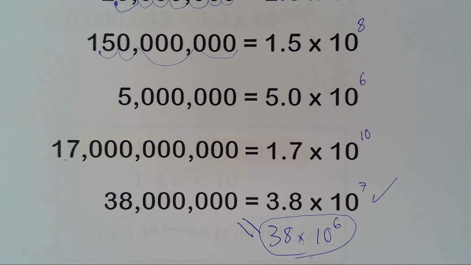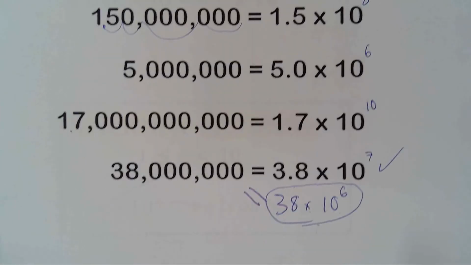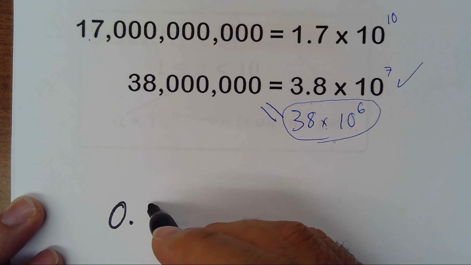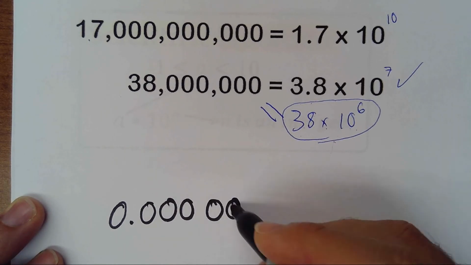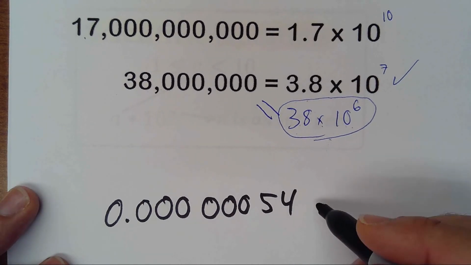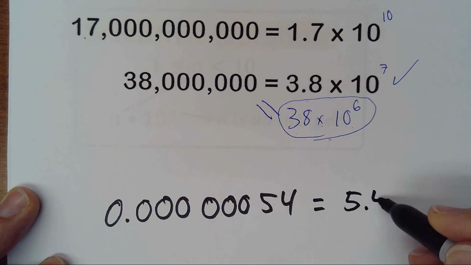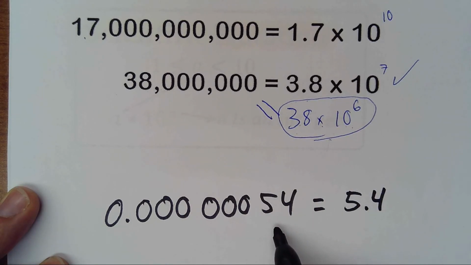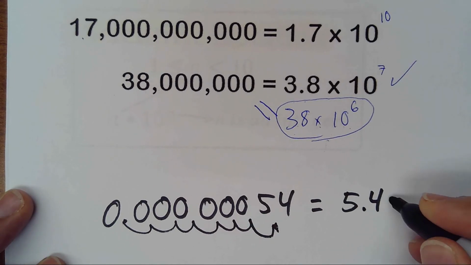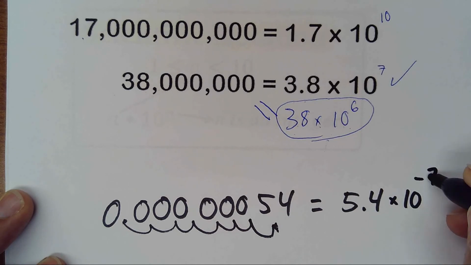Okay, so let's do a couple of examples with negative exponent. Let's suppose we have 0.000000054. Okay, so how do I write that in scientific notation? So that will be equal to 5.4. That's the thing I need to figure out, where will be the decimal, and from where it is, how many spaces do I have? 1, 2, 3, 4, 5, 6, 7. So 5.4 times 10 to the negative 7.